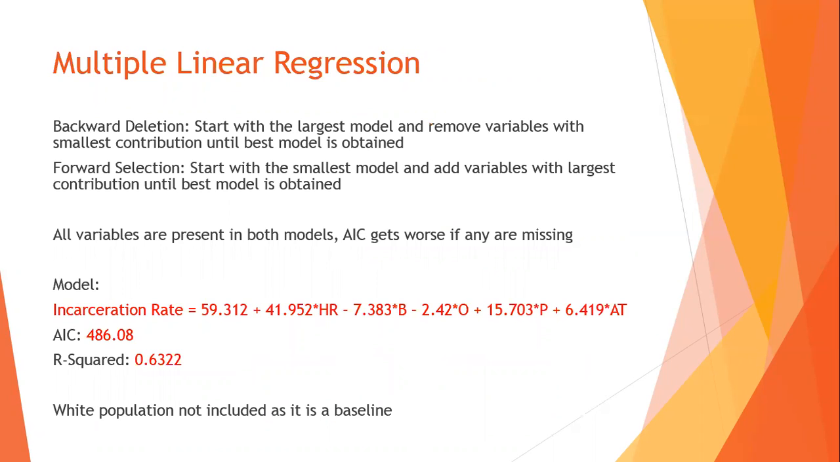In order to find the model, I did multiple linear regression with backwards deletion and forward selection. For both of these two models, I ended up getting all of the variables present in both of them. Otherwise, the AIC gets worse if any of them are missing. And the model that I got is highlighted in red, with an AIC of 486.08 and an R-squared of 0.6322. But note that the white population is not included, as it is a baseline for the other racial groups.